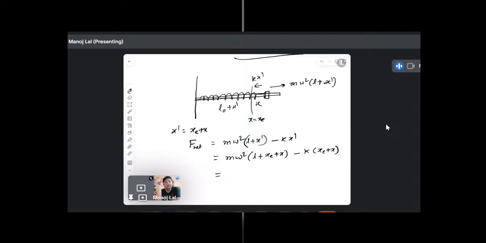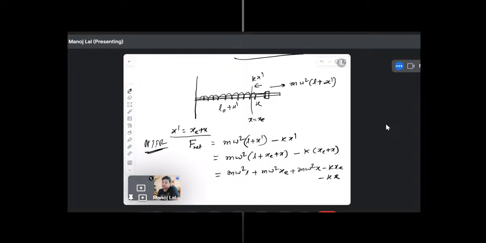मैंने क्या किया कि किसी मोमेंट पे x dash एलोंगेशन है, और x dash मैंने क्या मान लिया? एक्विलिब्रियम से थोड़ा ज्यादा है, ठीक है? x e प्लस x को मैंने x dash मान लिया, ठीक है? उस समय उस बीड पे क्या फोर्स लग रही होगी? एक तो सेंट्रीफ्यूगल फोर्स, मैं किसके रिस्पेक्ट में देख रहा हूँ? नॉन इनर्शियल फ्रेम ऑफ रेफरेंस के रिस्पेक्ट में देख रहा हूँ। m omega square (L plus x dash) minus k x dash. तो मैंने x dash को x e plus x लिख दिया, और ये हो गया m omega square L plus m omega square x e plus m omega square x minus k x e minus k x.